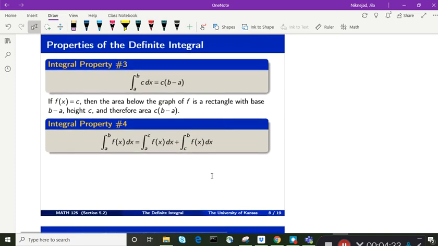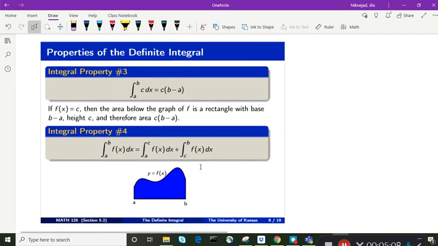Now, the next one is very interesting. If you have the integral from a to b of f of x dx, then it can break down into two integrals. For any c, and I'll show you when c is between a and b how it works, and similarly it will be implied when c is not between a and b, this integral can be broken down into two integrals of f of x dx, one from a to c, the other from c to b.